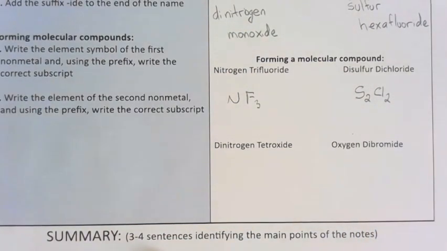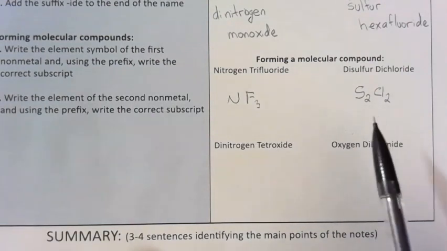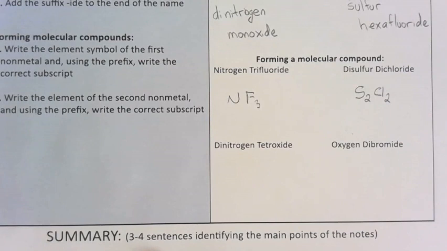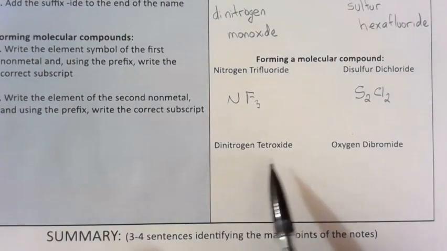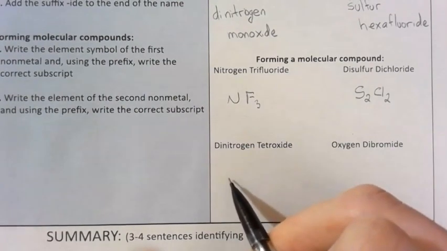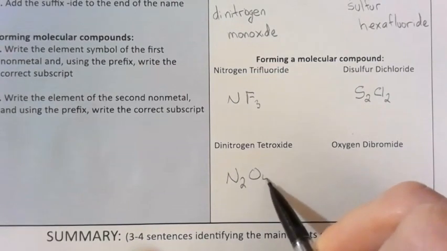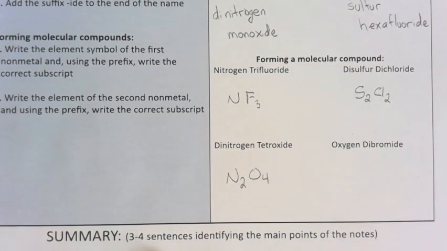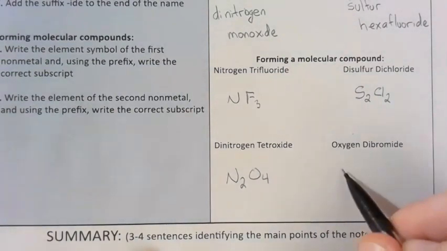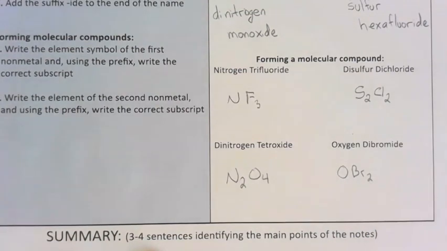S2Cl2. And so for molecular compounds, we actually don't simplify this. We don't have to have them in the lowest whole number ratio. This particular molecular formula requires 2 sulfurs and 2 chlorines to complete their bonding pattern. Okay. Dinitrogen tetroxide, again, di being the prefix for 2, so we're going to say N2, and then O tetra is 4, so N2O4. And oxygen dibromide would be 1 oxygen and 2 bromines.